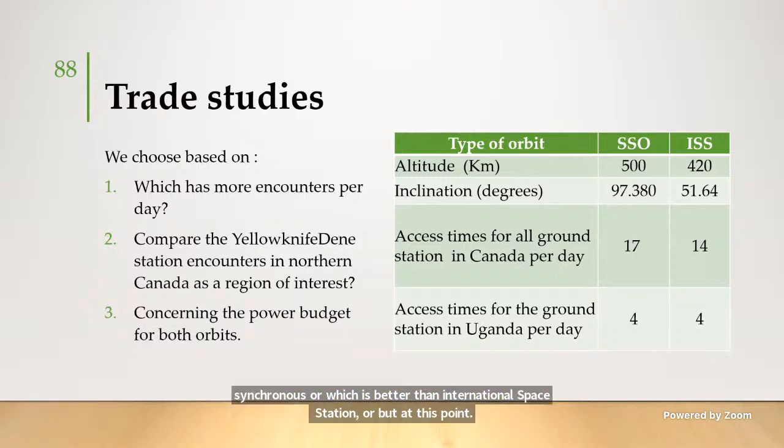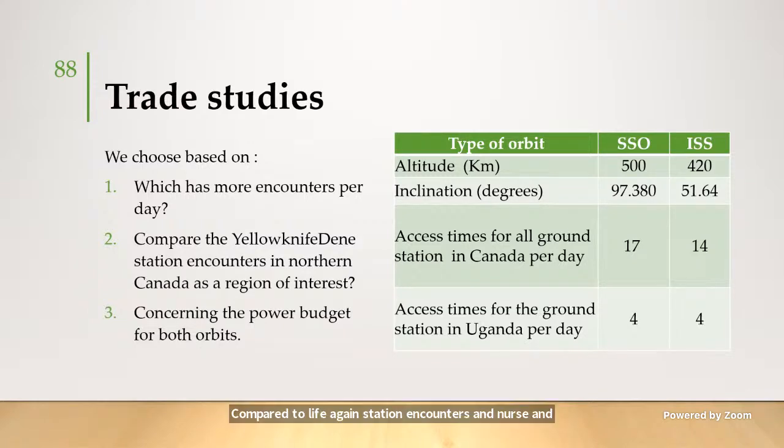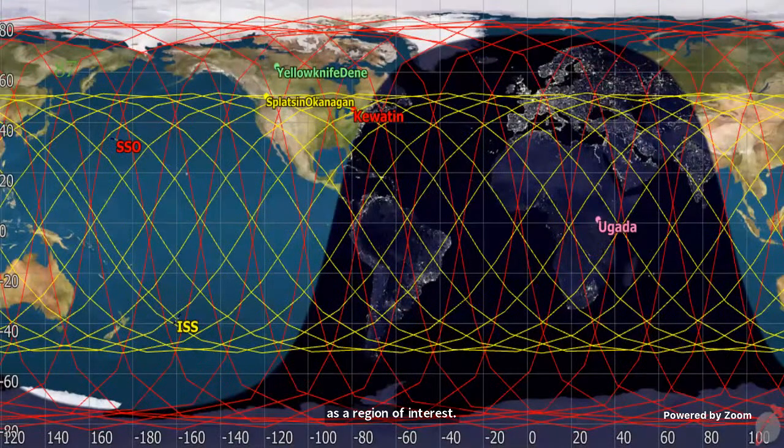Compare the Yellowknife Den station encounters in Northern Canada as a region of interest. Can you go back to the previous slide, please? In this slide, we can see that the ISS, International Space Station orbit, doesn't cover the Yellowknife Den station, but the satellite can connect to it as the station is in the range of operation of the satellite in this orbit. And for SSO, Sun-synchronous orbit, it's clear that it's much better than International Space Station orbit, as it covers the Yellowknife Den much better than it.